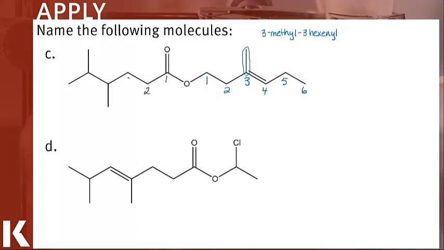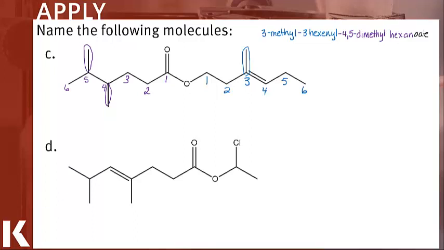Next, I'm going to move to my carboxylate portion. 1, 2, 3, 4, 5, 6 carbons. Off of this, I have 2 methyl groups that are going to be on the 4th and 5th carbon. So this is going to be 4,5-dimethyl hexane. This time I'm going to skip putting the -oic acid and crossing it out, and I'm just going to go with hexanoate. So this is 3-methyl-3-hexenyl 4,5-dimethylhexanoate.